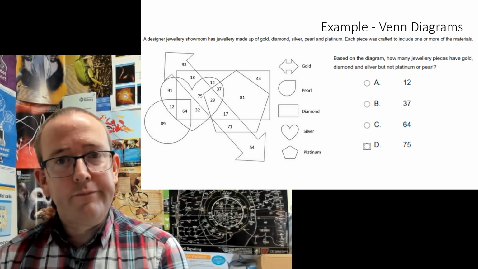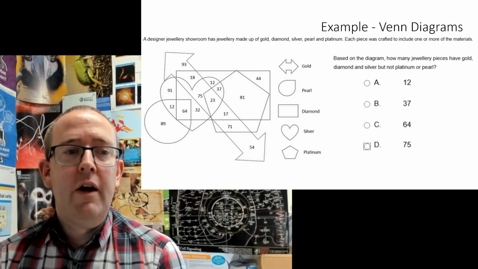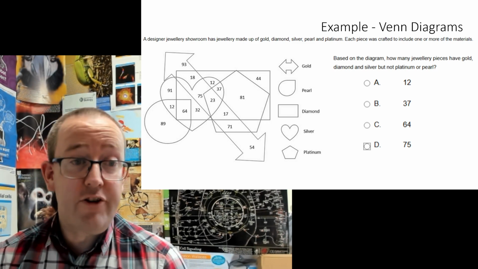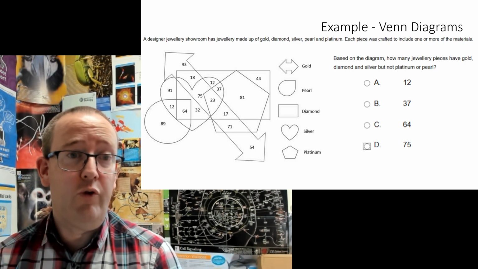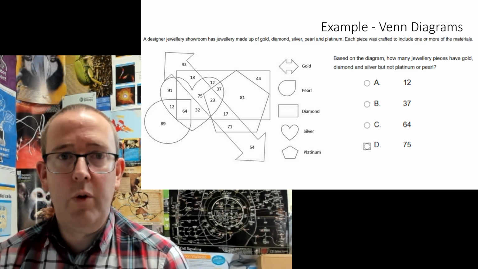Well, here's your example. So this one you might look at and go, oh, that's not like any Venn diagram I've seen before, but actually it's just about using a bit of mental horsepower, and once you get into it, it's dead straightforward. Okay, so let's go through this example together.